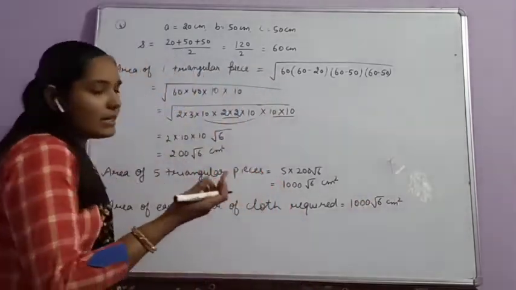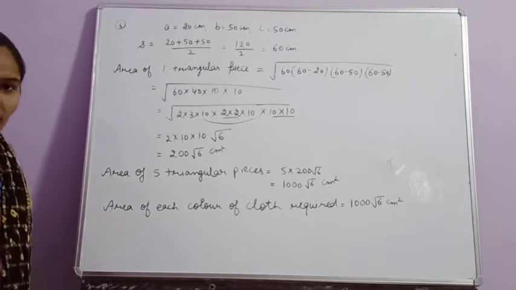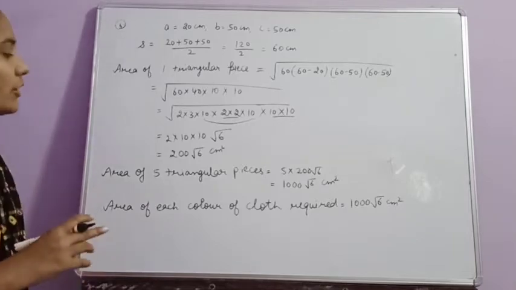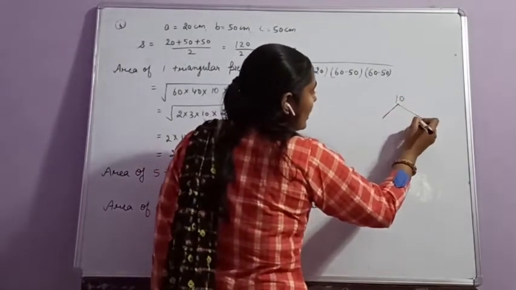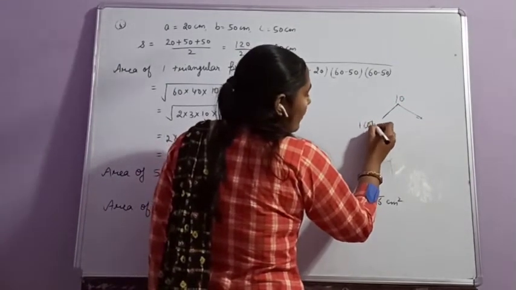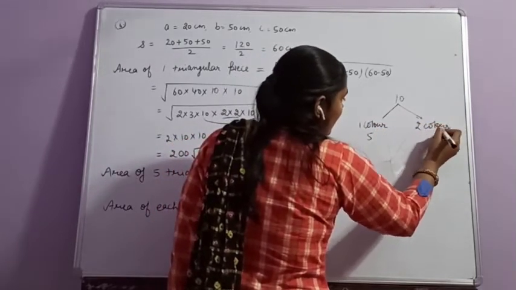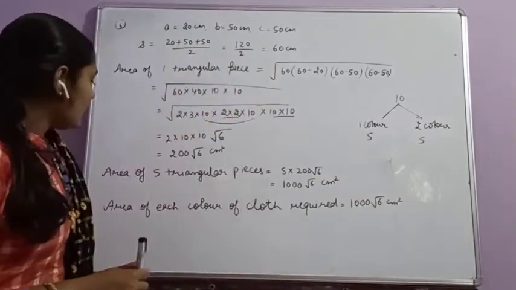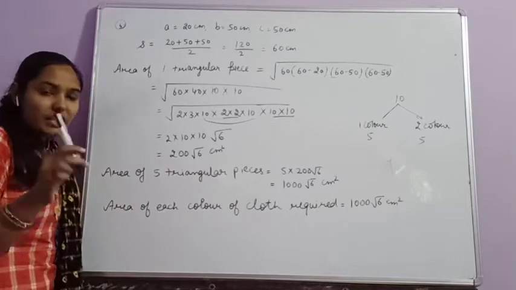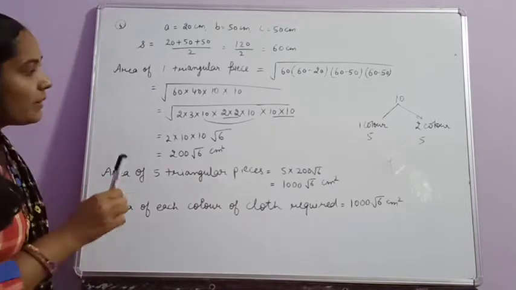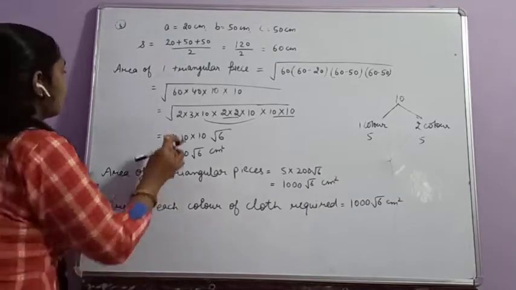We can also put the value of square root 6. Firstly, we calculate the area of one triangular piece, and we know that there are a total of 10 triangular pieces, and the 10 triangular pieces have two colors. That is, one color has 5 pieces and the second color has 5 pieces. Clear? Then we multiply the area of one piece by 5. That is the area of each color of cloth required to make that umbrella. Clear? Now next question.